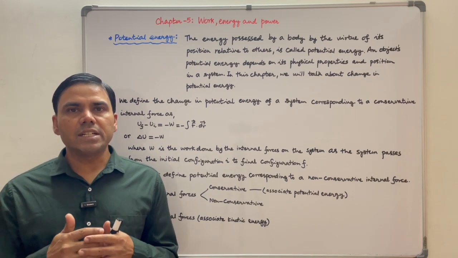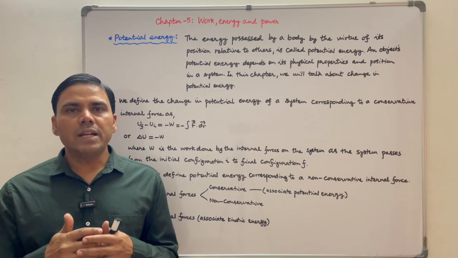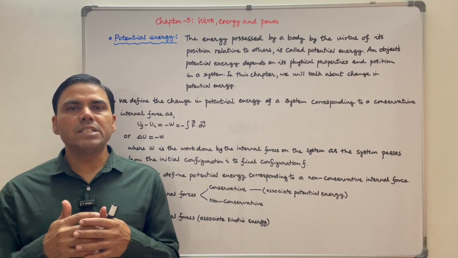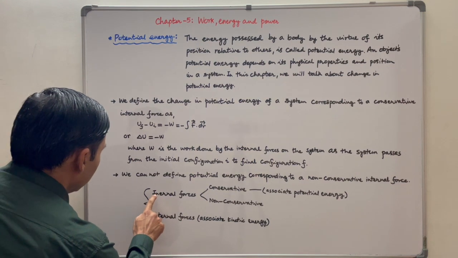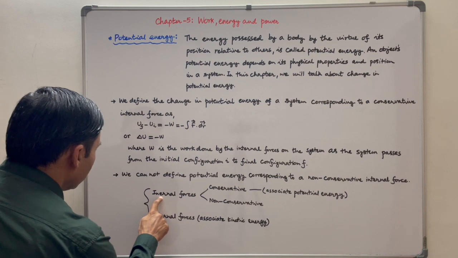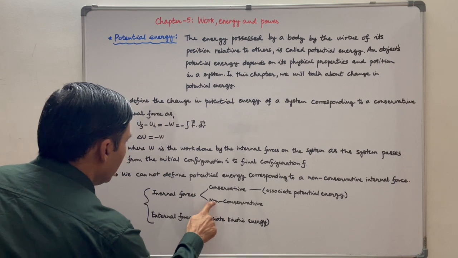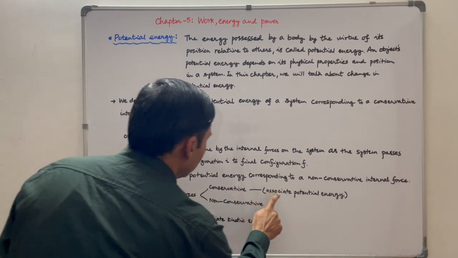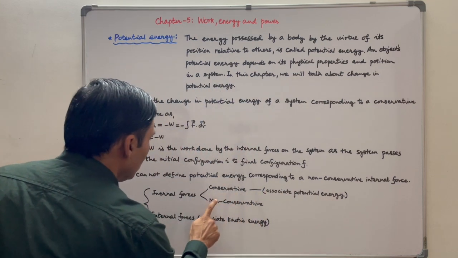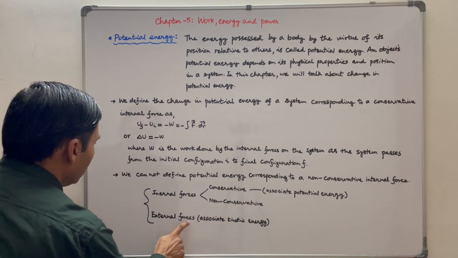An object's potential energy depends on its physical properties and its position in a system. As we had started kinetic energy with change in kinetic energy, we will start potential energy with change in potential energy. We consider internal forces and external forces working on a system. Internal forces are divided into two categories, conservative forces and non-conservative forces. Corresponding to each conservative force, we associate potential energy, but we cannot associate potential energy corresponding to non-conservative forces. We associate kinetic energy with the external forces.